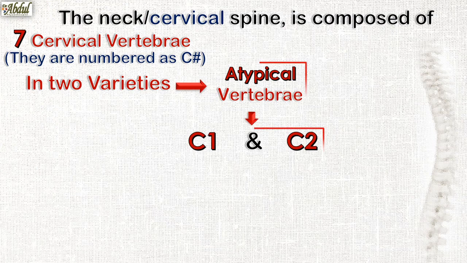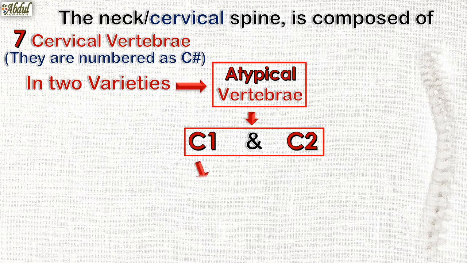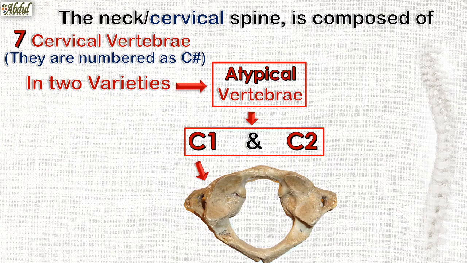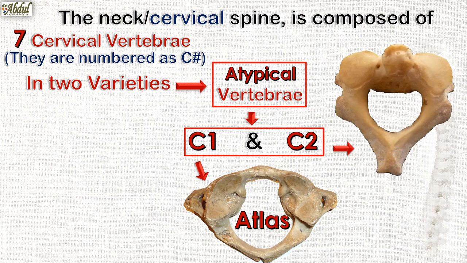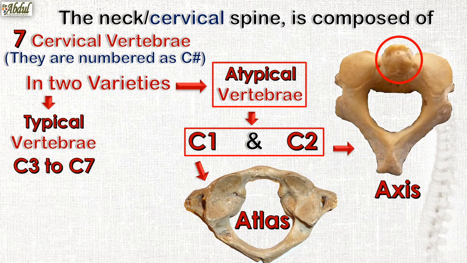Atypical vertebrae, that is C1 and C2. Why are they called atypical? Because they look different from the rest of the vertebrae. C1, as you can see, looks ring shaped without much bony projection, and it is called atlas. C2 is called axis because there is a prominent bony projection which forms an axis with C1. And the other variety, typical vertebrae, that is C3 to C7, look similar to the rest of the vertebrae.